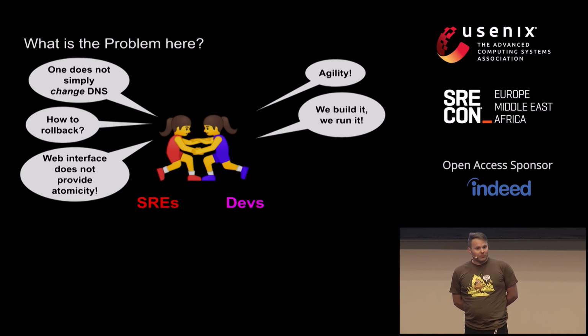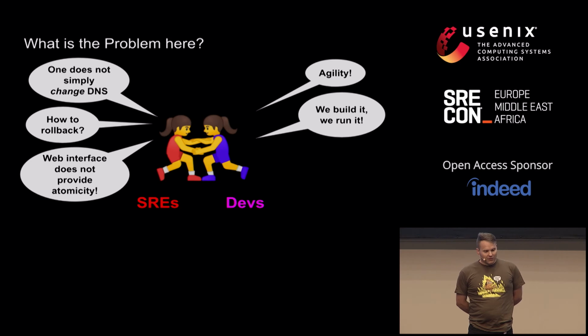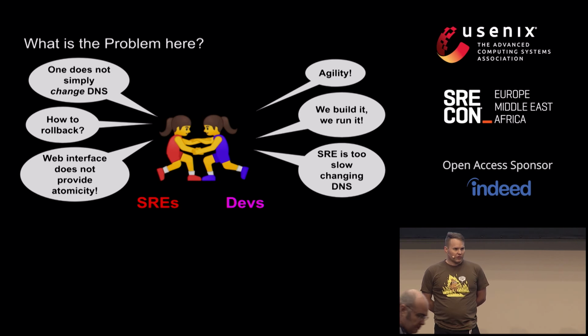The web interface does not provide atomicity. So you have change sets that change something in DNS, and then you need another change. And after that, it is in the desired state. And in the meantime, customers could be affected. And then I think we found the root cause of all this. SRE is too slow changing DNS. And right they were. It took us hours to days to review DNS changes and then apply them manually to production. So developers did not want to wait that long and just change it themselves.